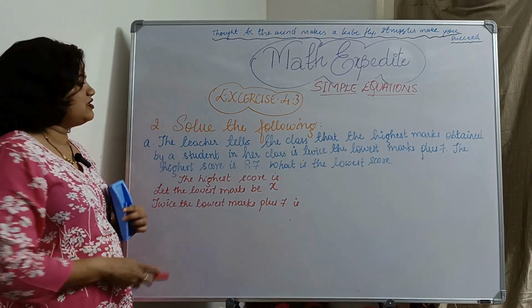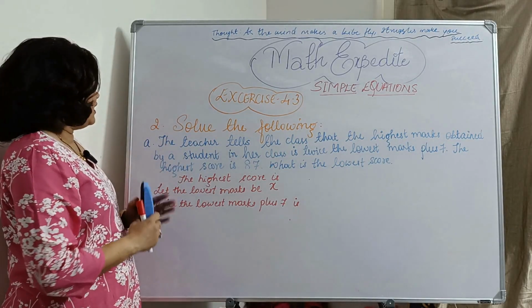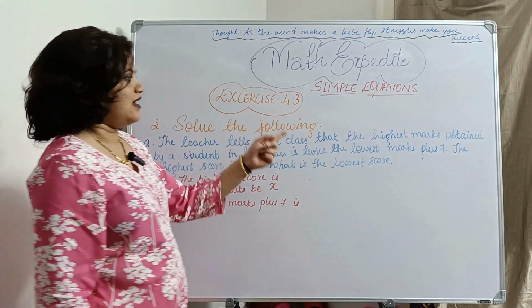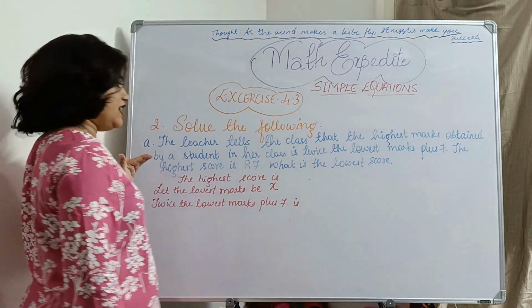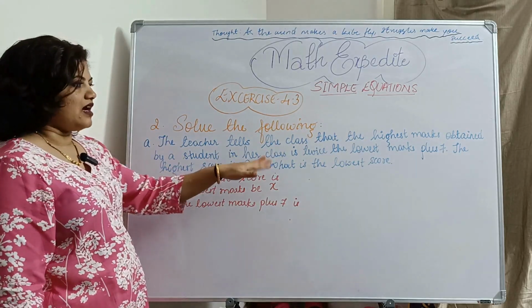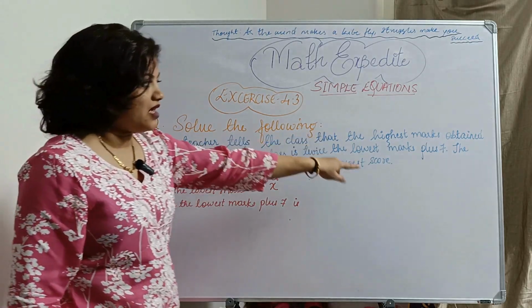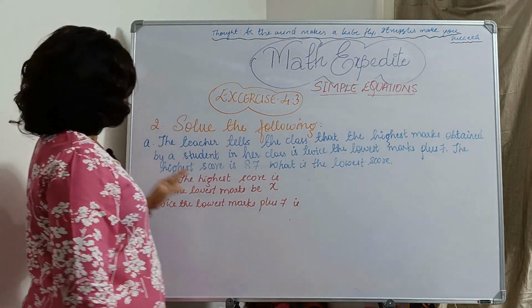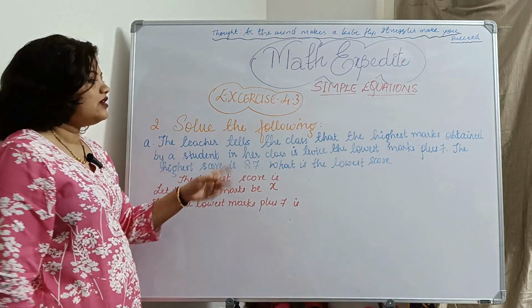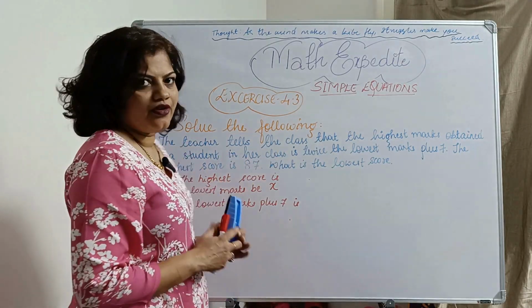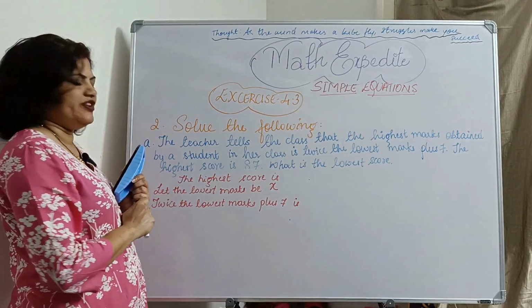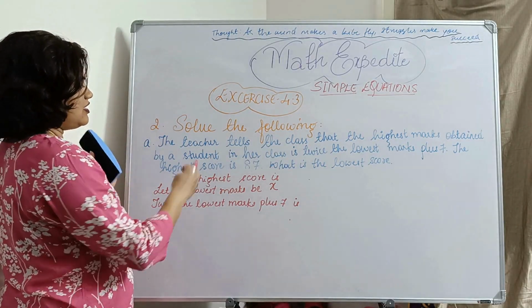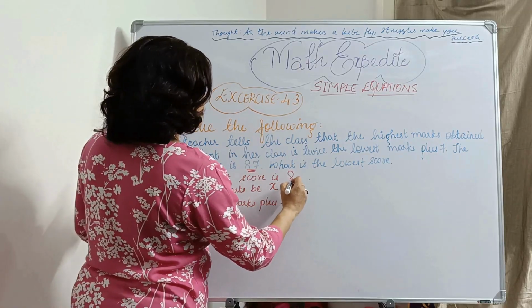Come to the second question. Solve the following. Under that, the teacher tells the class that the highest marks obtained by a student in her class is twice the lowest marks plus 7. So, the highest score is 87. What is the lowest score? Okay. First, we'll write down what is given. So, the highest score is how much? They have given it as 87.